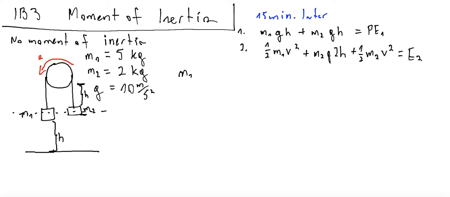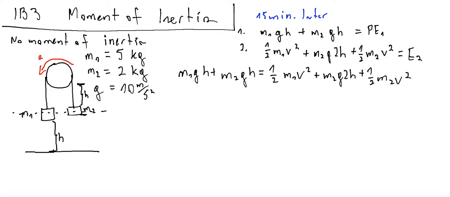So energy at the beginning is equal to energy at the end, so we can write one equation: m1gh plus m2gh must be equal to half of m1v squared plus m2g2h plus half of m2v squared. Okay, so we have m1, m2, we have g, we have v, and we have h.